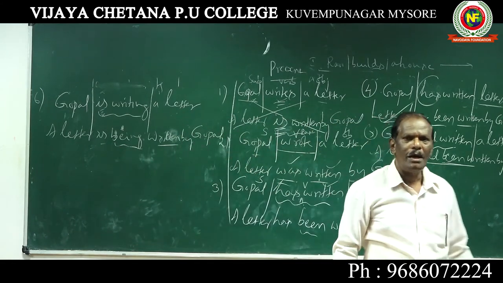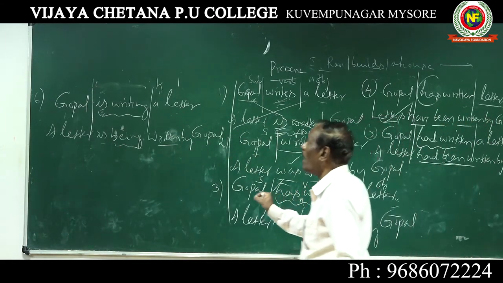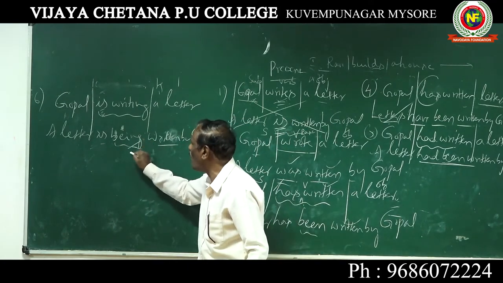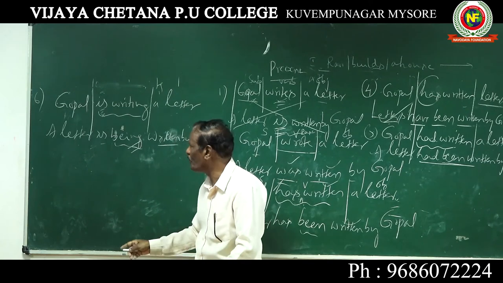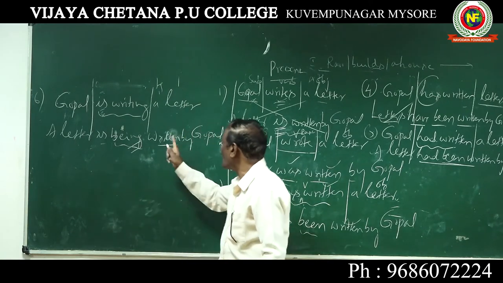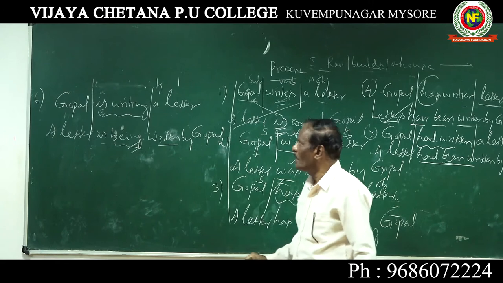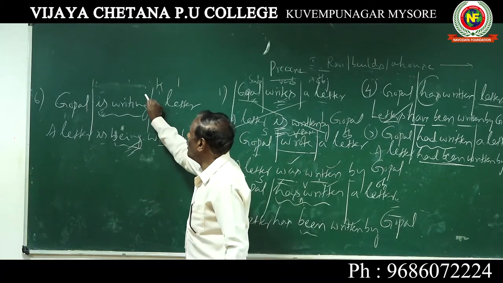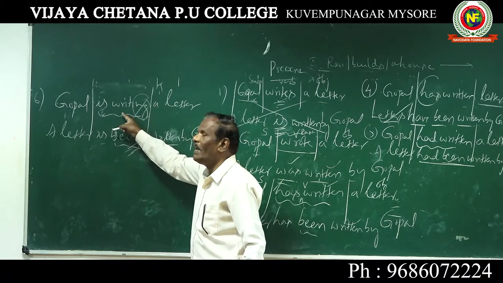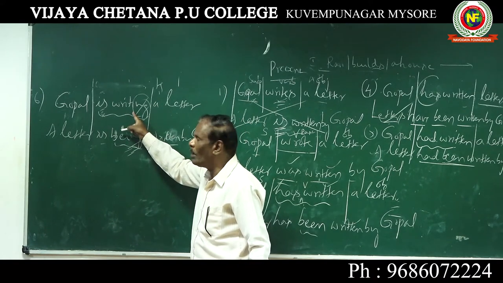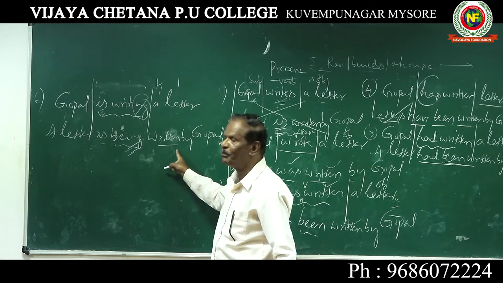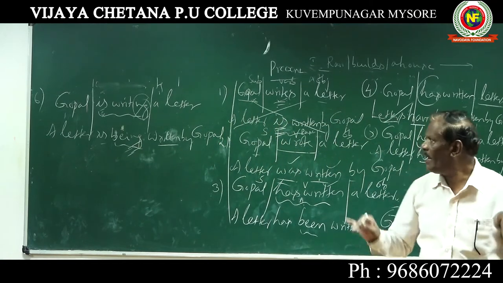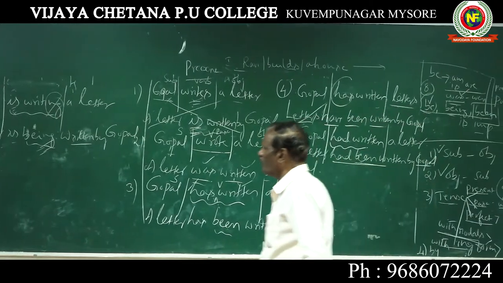How to change present continuous form into passive voice? In present continuous tense, the action is going on. A letter is being written by Gopal. So, add being, and the main verb is changed into its past participle. Now, this is passive construction. A letter is being written by Gopal.